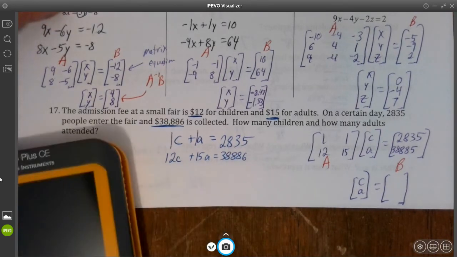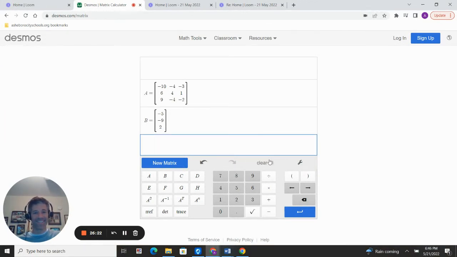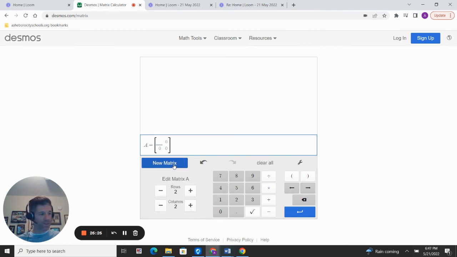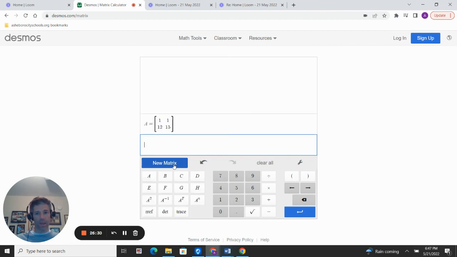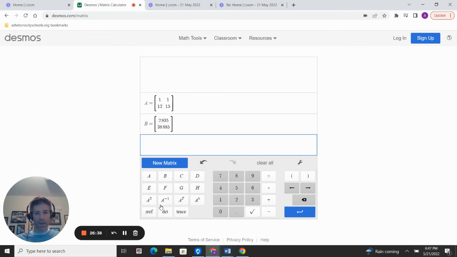So let's start typing. Go into the website. All right, new matrix, 2 by 2, so 1, 1, 12, 15. And new matrix. Matrix B is a 2 by 1, and it is 2835, 38885. And we'll do A inverse B. And something is wrong.